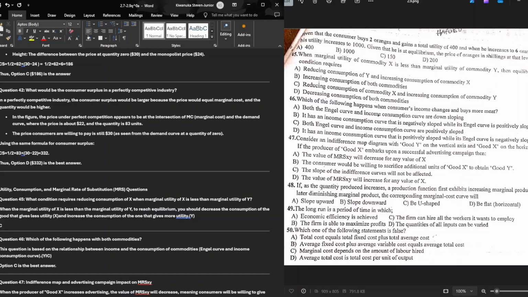Consider the indifference map diagram with good Y on the vertical axis and good X on the horizontal axis. If the producer of good X embarks upon a successful advertising campaign, then A, the value of this will decrease for any value of X.